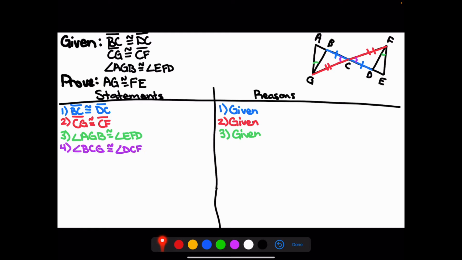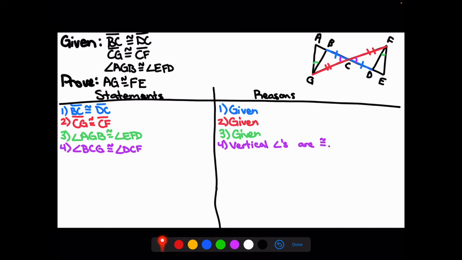So the next thing that we're going to do in this proof is say that these two angles are congruent, angle BCG and angle FCD. And the reason that we can say that these two angles are congruent is because they're vertical angles, and we know that all vertical angles are congruent.